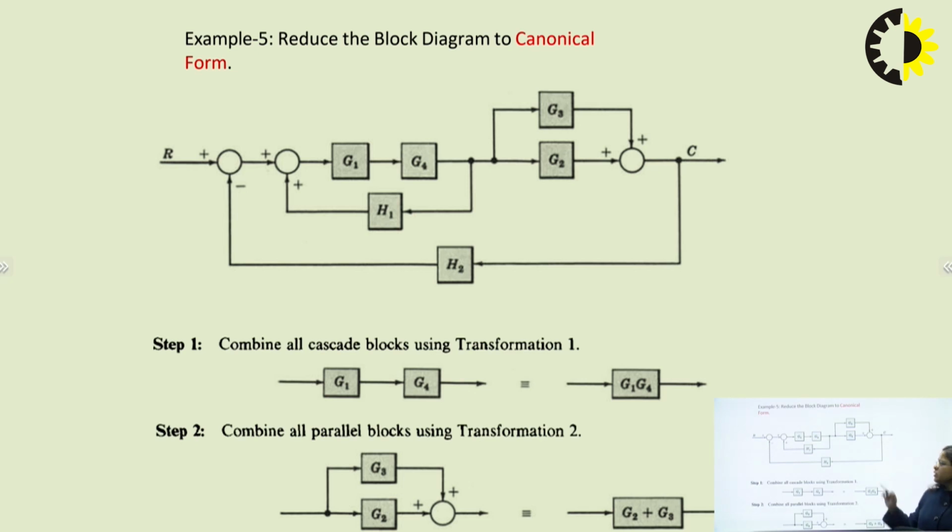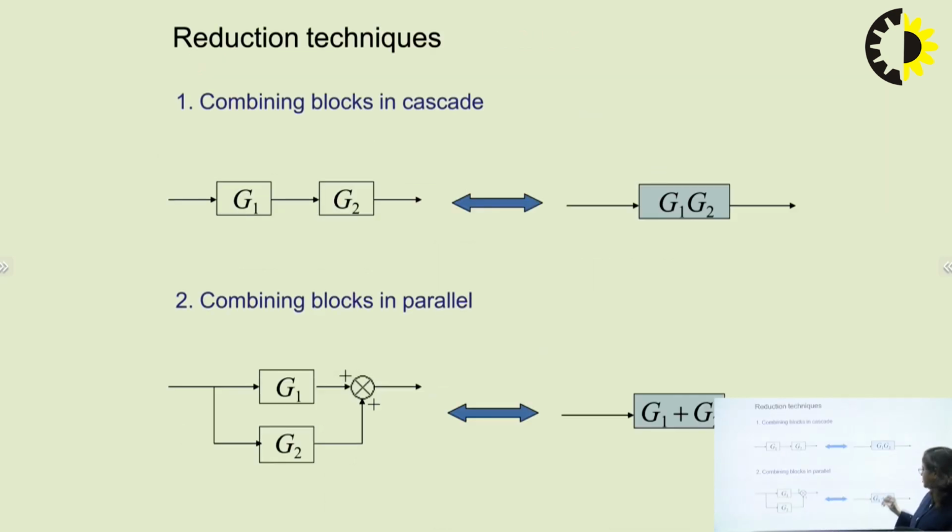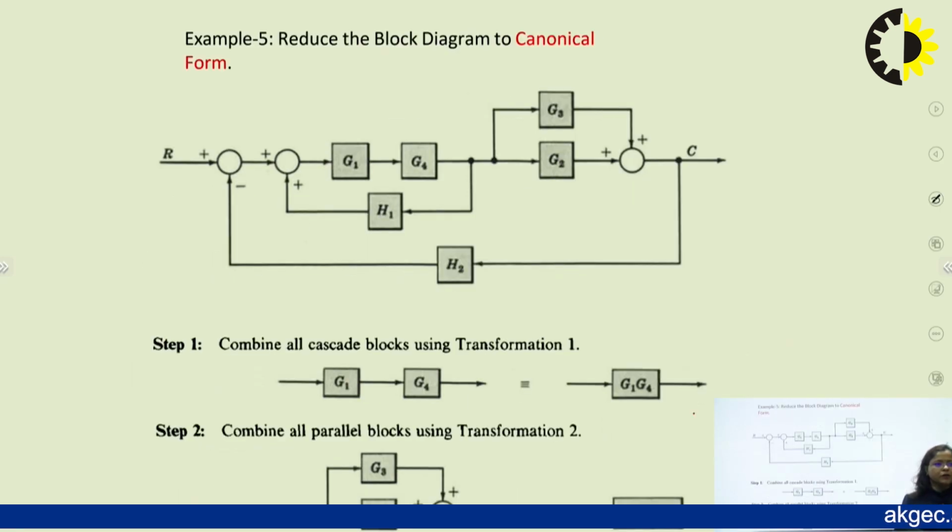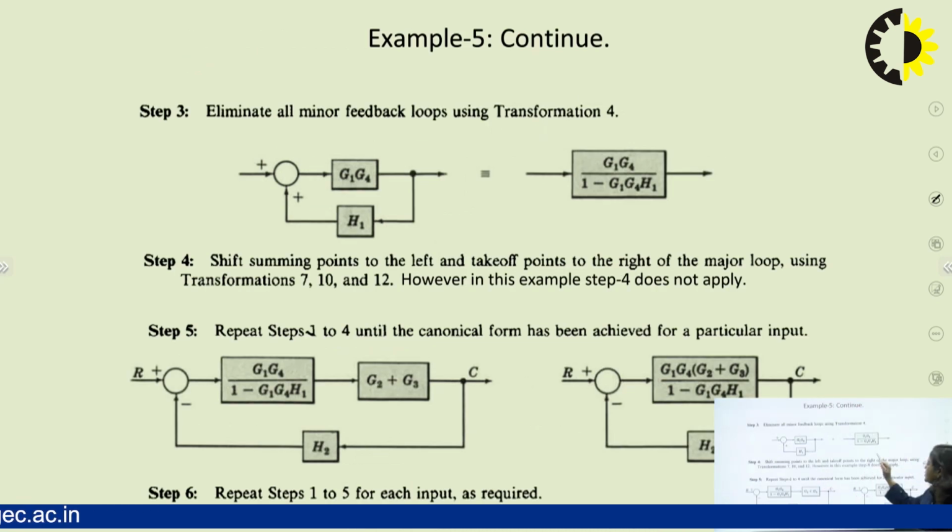So consider a simple example here. As we can say that G1 and G4 are in cascade, so they can be replaced by a single block, that is G1 into G4. Now when we take the forward path as G1 into G4 and feedback as H1, then this overall block can be replaced by G upon 1 plus GH, where G is G1 G4 and H is H1. So the overall gain will be G1 G4 upon 1 plus G1 G4 H1.